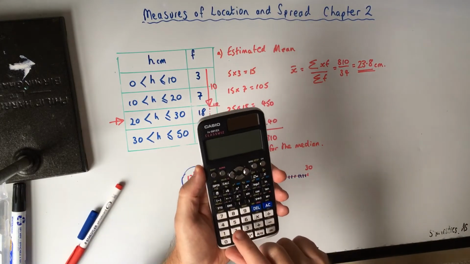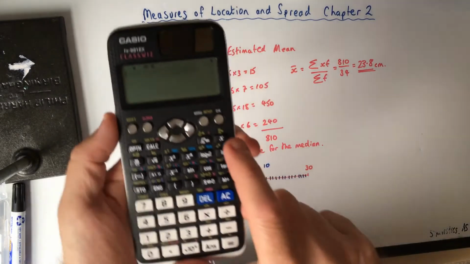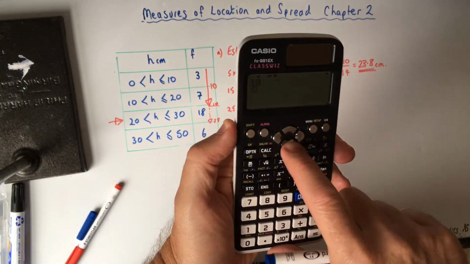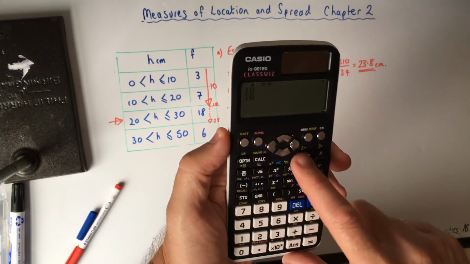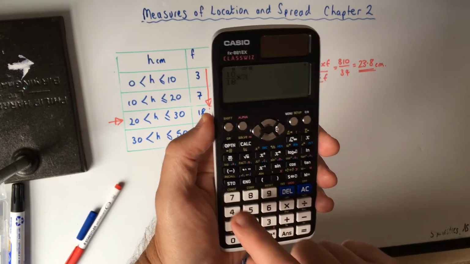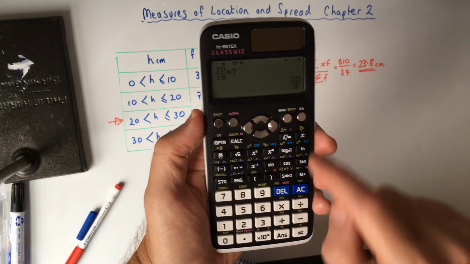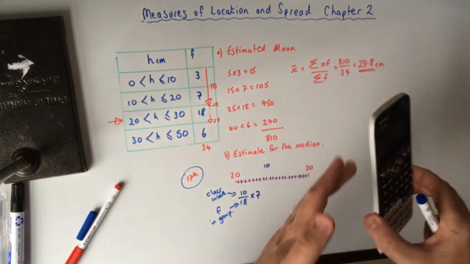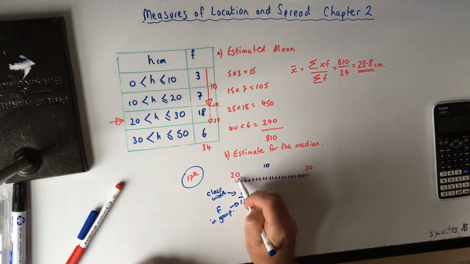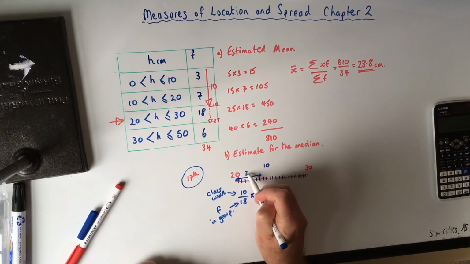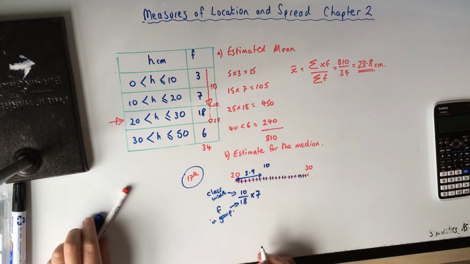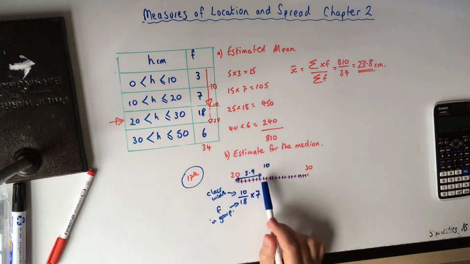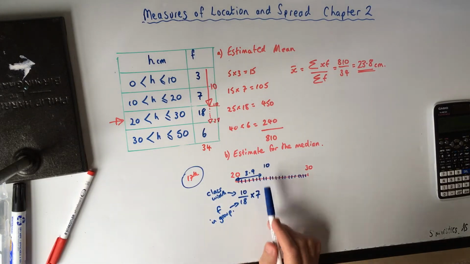So here we go. Switch it on first of all. 10/18. Could have just put in 5/9, couldn't I? Times 7 of those bits gives us 35/9. Let's press equals: 3.88, so let's call it 3.9. In other words, 3.9 into that group. That's where our 17th position would be.